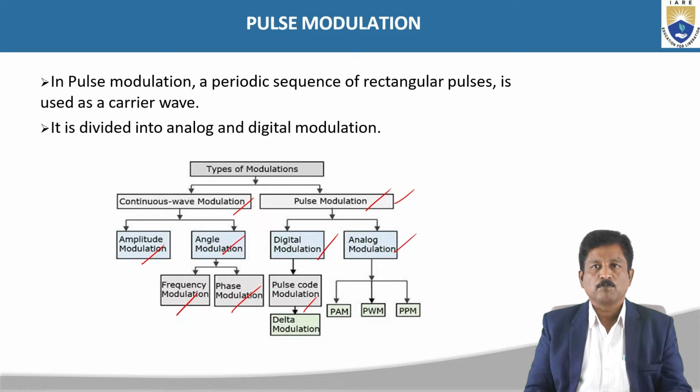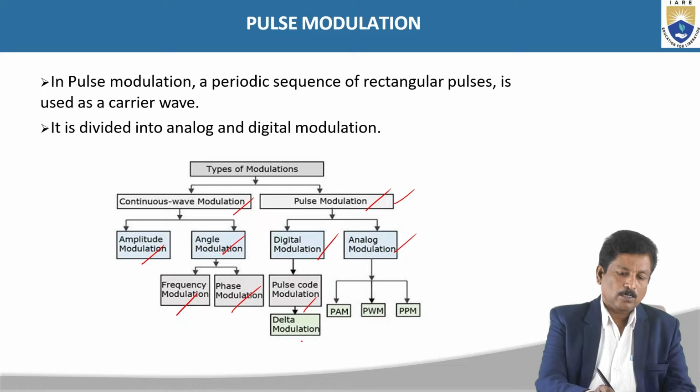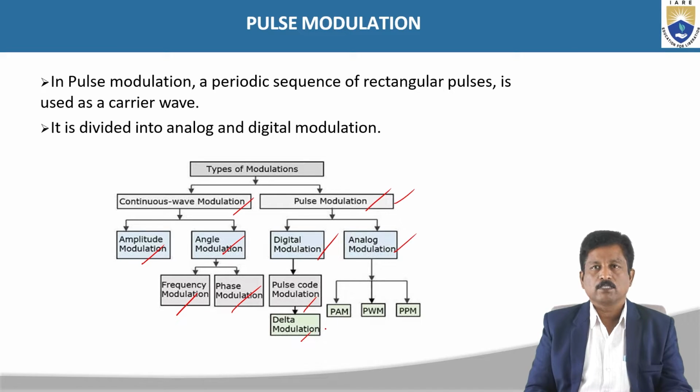Some of the drawbacks available in pulse code modulation can be overcome by the modulation known as delta modulation. Under the delta modulation, it is again advanced with the adaptive delta modulation. You can see that later.